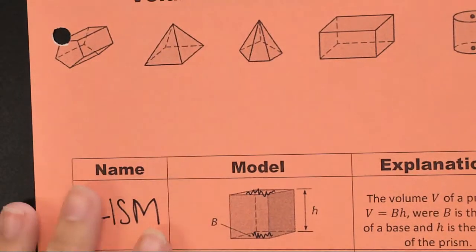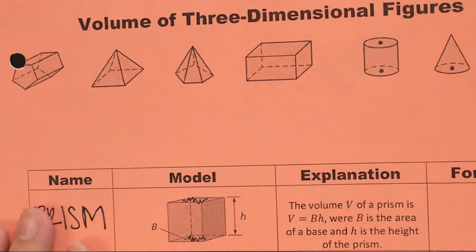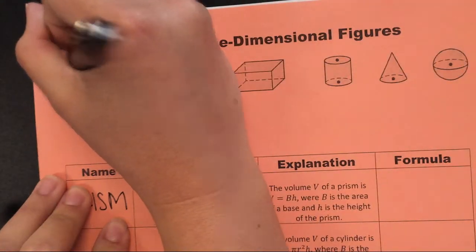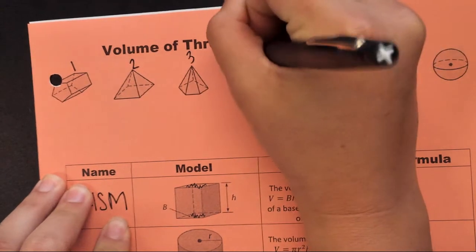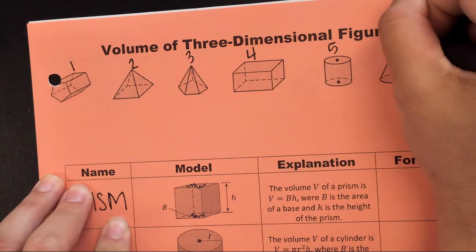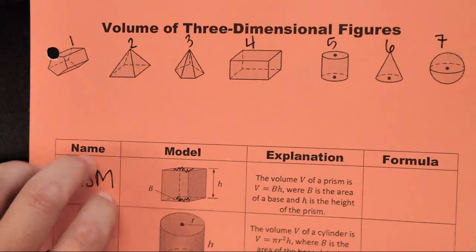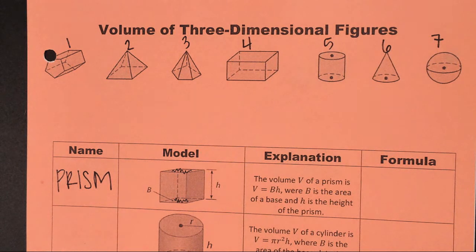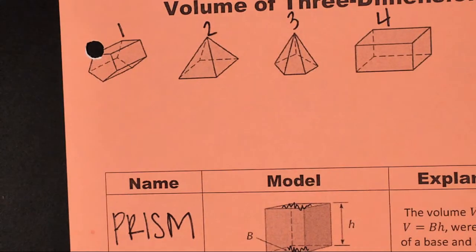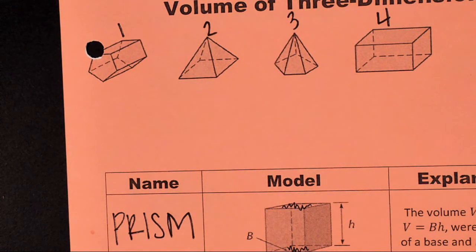So if you look at these up here, let's label them 1, 2, 3, 4, 5, 6, 7. One's a prism. Y'all agree? What else? 4. Any others? Okay, here's my next question. What's the base of number 1? Pentagon.